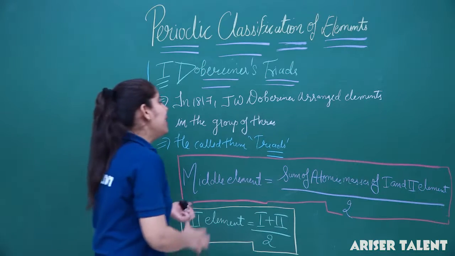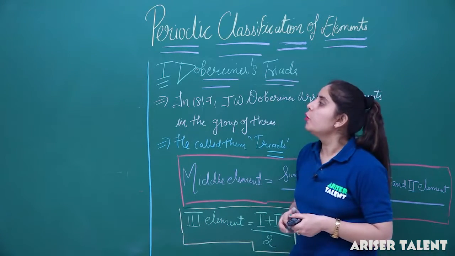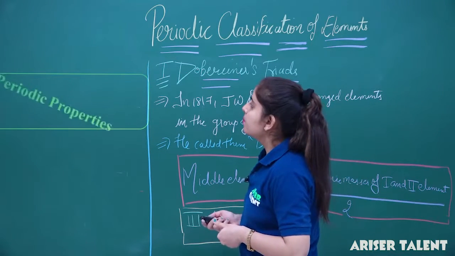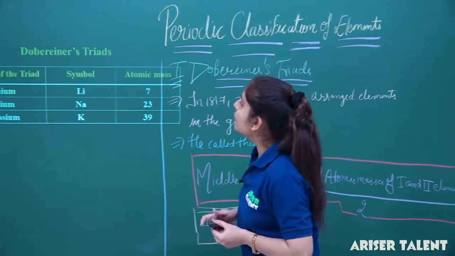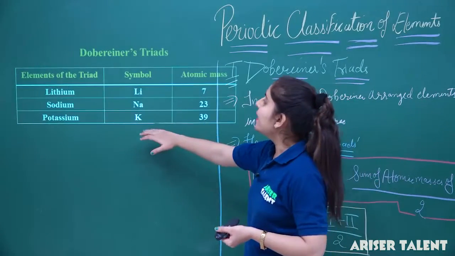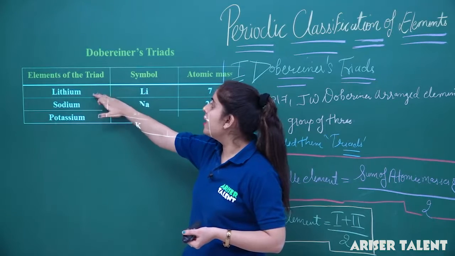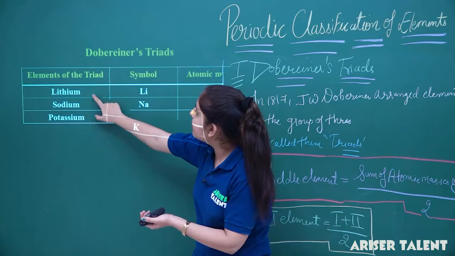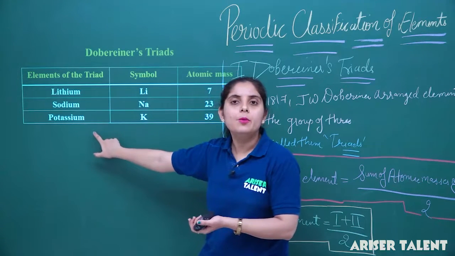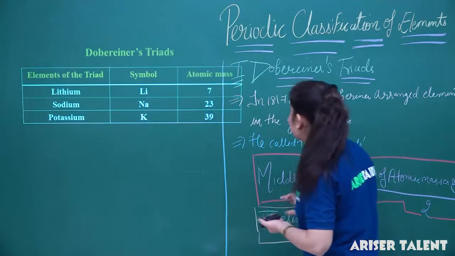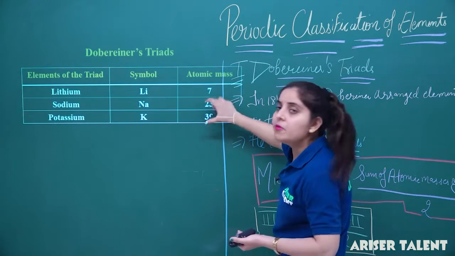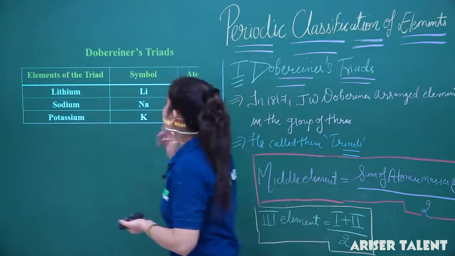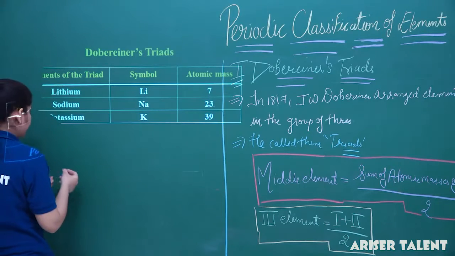Now let us have a look at the arrangement of the Dobereiner triad. So we have the basic arrangements here. These are actually the Dobereiner triads. So you can see easily here, he has arranged the elements in the form of triads. Triad means there are 3 elements there. So the 3 elements will be lithium, sodium and potassium. Now what he has said is that the middle element will be the sum of the atomic masses of first and third element. So we will try to apply the formula for sodium.